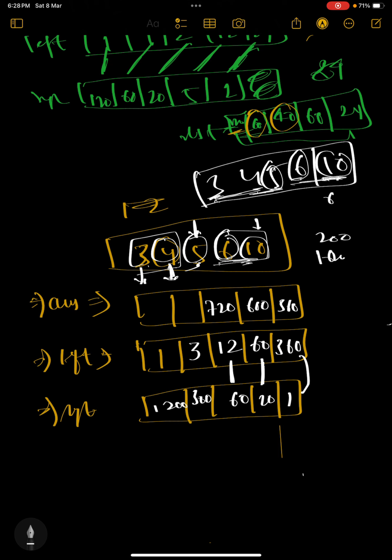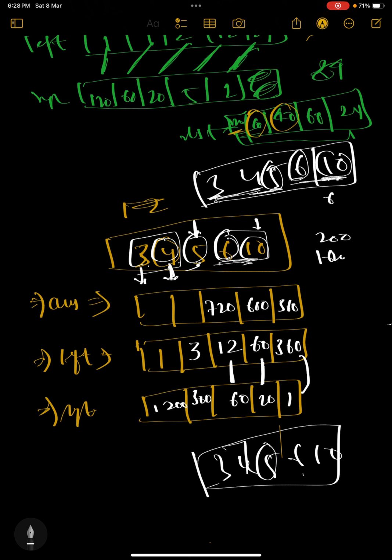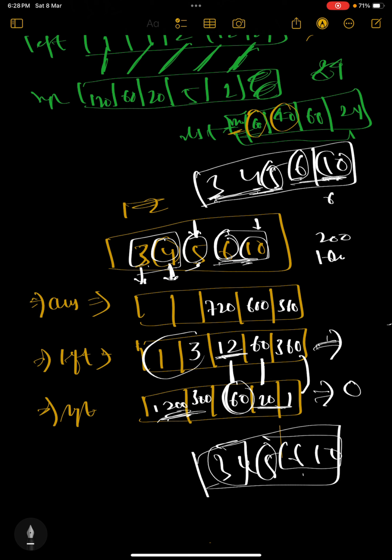So the pattern you got, as I already told you, is that if you are at any index, you require left multiply and right multiply. That's why I am finding the left multiplication at every index and the right multiplication at every index, so that I can multiply those later. Because at this index, I have the multiplication of the left side, and in the right array I have the multiplication of the right side.